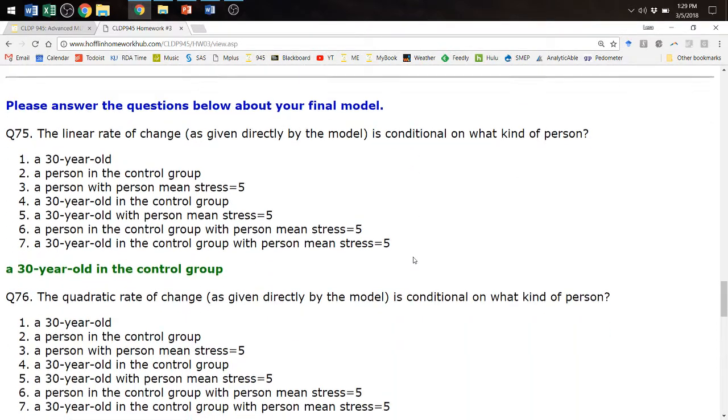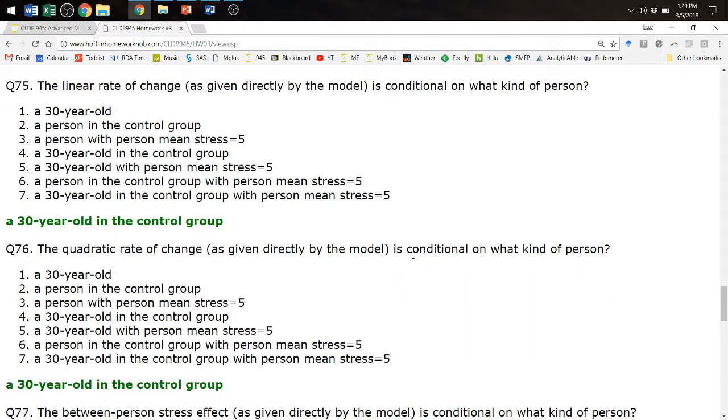And then last but not least, these questions down here, looking to make sure you understand the principles of conditionality. General rule, each term is only conditional on the predictors it interacts with. So in this model, the linear rate of change, that's the linear effect of time. The linear effect of time did interact with baseline age, so it should be that one. It did interact with group, so it should be that one. It did not interact with between person stress. So that's what makes it this one, 30-year-old in the control group.